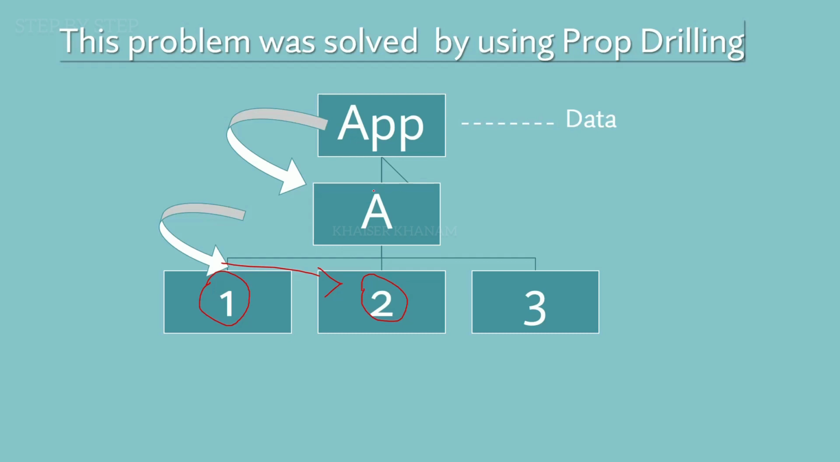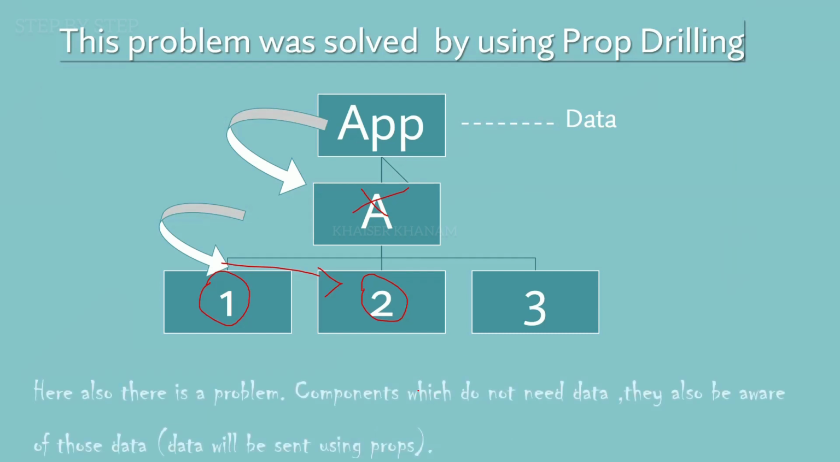But here also the problem is that component A does not want any data, but still it should be aware of that data. Whatever data we have and whatever component 2 requires, this component A should also be aware of. So this is not used very much, and here also there is a problem. Components which do not need data should also be aware of that data, and data will be sent using props. Props is a concept of React. In this series we will also understand props, because props play a very, very important role.